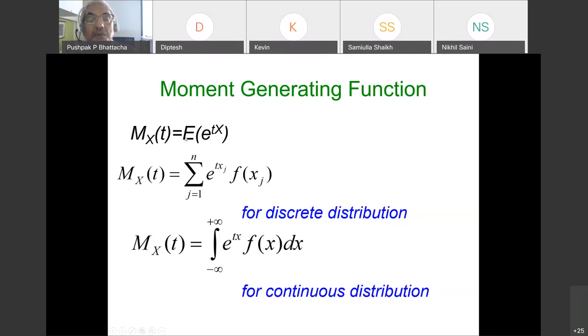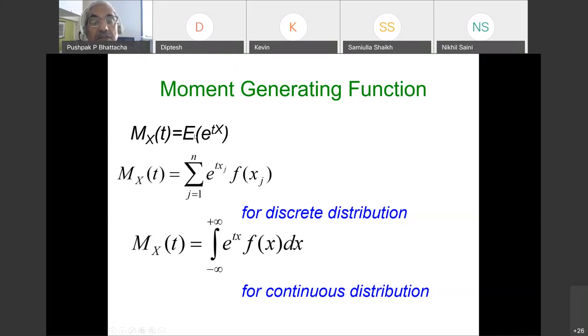So Mx(t) equals the expectation of e to the power tx. I have the random variable x, okay? I do not deal with x directly. I multiply x by t, which is the moment generating function's building block. And I raise e to the power tx. And the expectation of e to the power tx is called the moment generating function. Why is the moment generating function in this form? We'll understand as we go along.